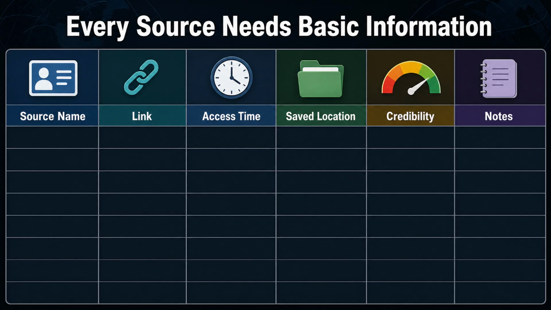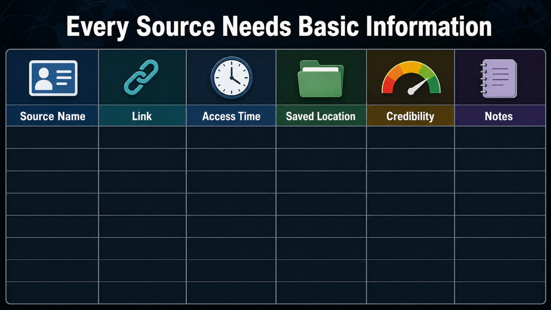The source record table is one of the simplest tools in the whole course, and also one of the most useful. At minimum, record the source name, link, access time, saved location, initial credibility, and notes. Why access time? Because pages change. Posts disappear. Search results shift. A public record may be updated. A company page may be rewritten.